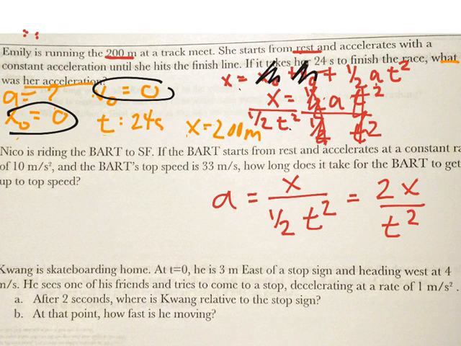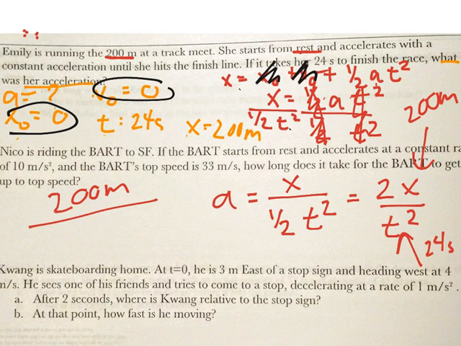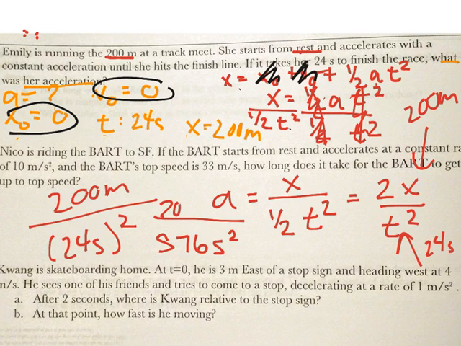And now it's just a plug and chug. We know what x is. X is 200 meters. We know what t is. It's 24 seconds. Don't forget to square it. So you're going to get 200 meters over 24 seconds squared. Remember your squares you got to do first. So you'll get 24 seconds squared is 576 seconds squared. Remember, keep your units over 200.